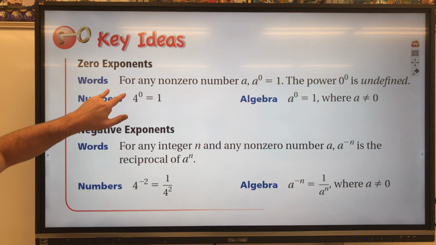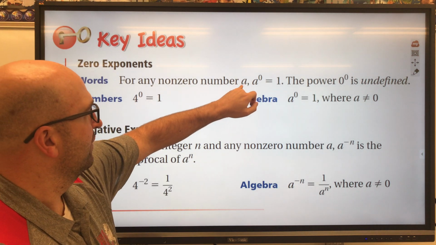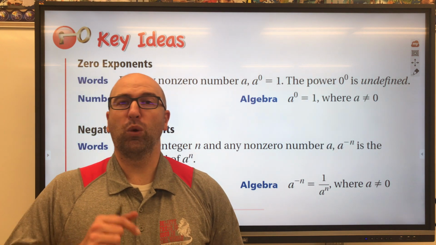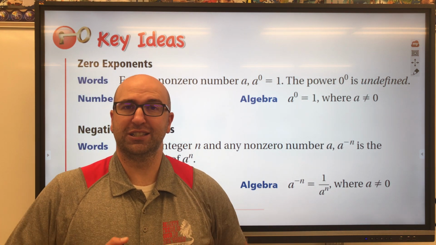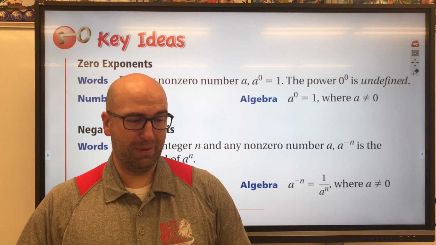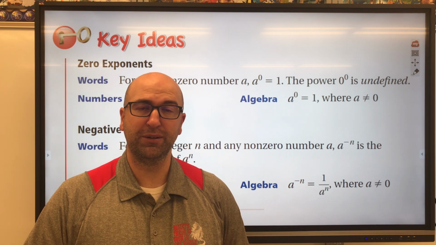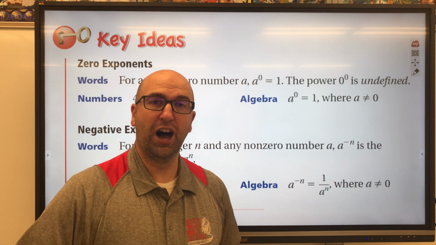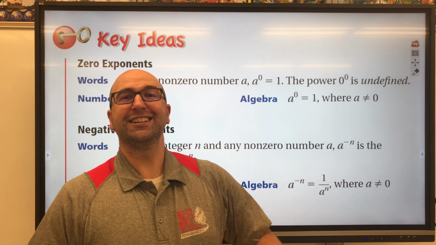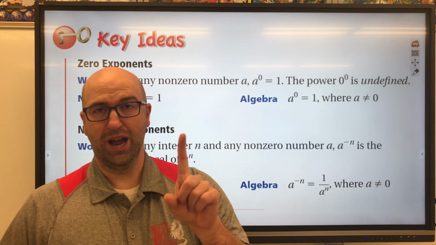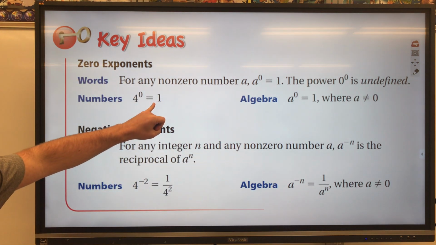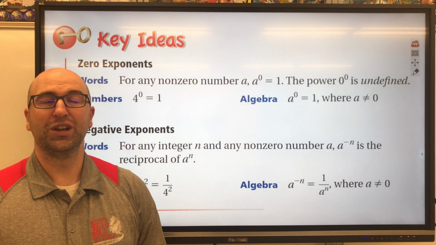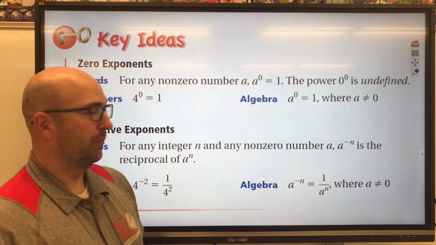Zero exponents. This says for any non-zero number, a to the 0 power equals 1. So no matter what my base is, the base could be 2, the base could be 5, the base could be 100. If it was 2 to the 0 power, or 5 to the 0 power, or 100 to the 0 power, it's still going to equal 1. So 1 is going to be the value anytime you see an exponent with 0 as the power.